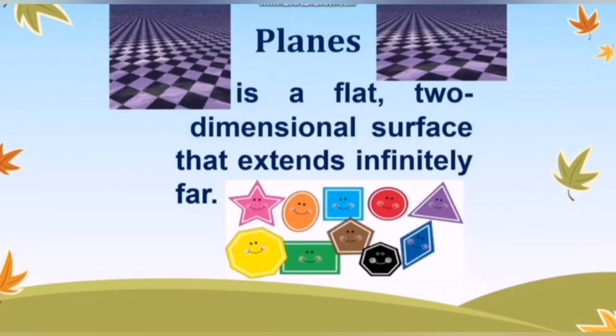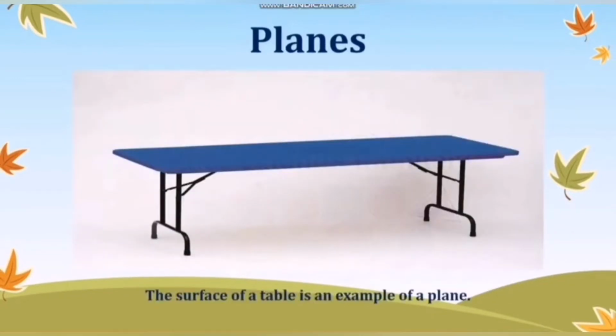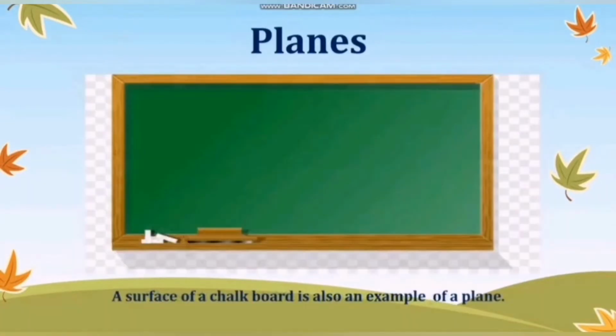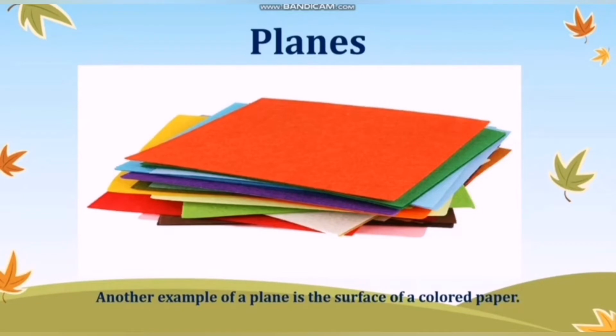A plane is a flat, two-dimensional surface that extends infinitely far. The surface of a table is an example of a plane. The surface of a chalkboard is also an example of a plane. Another example of a plane is the surface of colored paper.